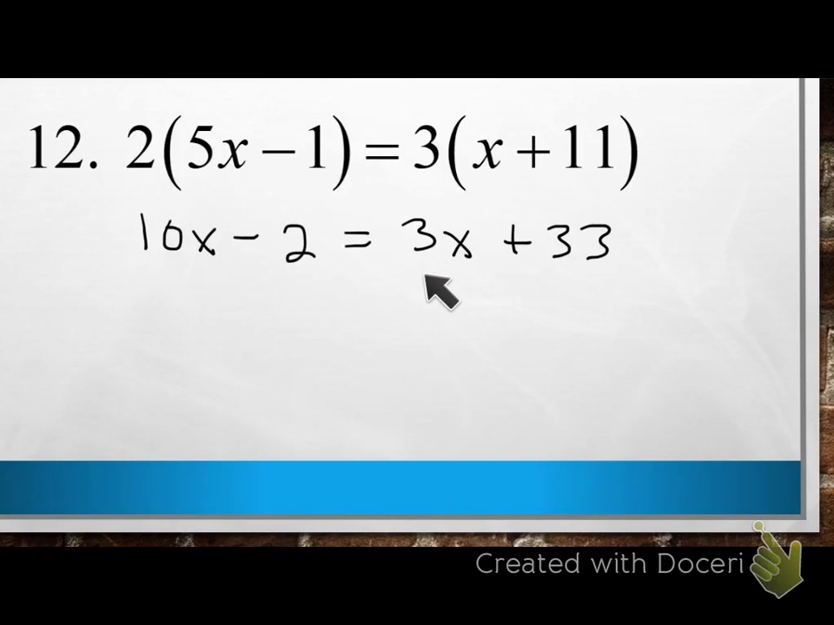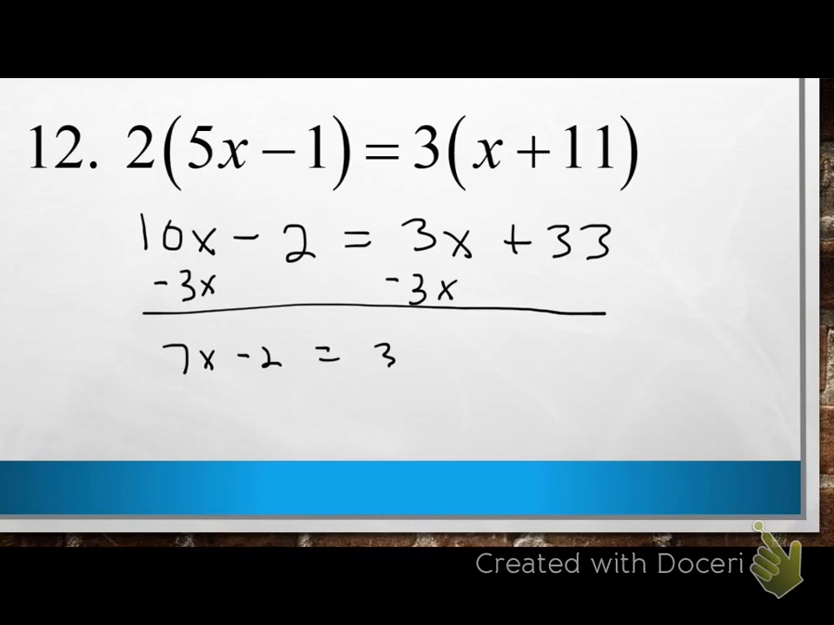Let's go with, who have I not talked to today? I've talked to you, Mr. Lee, 3 or 4 times. Daisy, I don't feel like you and I have had a conversation yet. So Daisy, here we go. I have X's on both sides. What should I do? You're right. Subtract what? 3x. Don't forget to say the x. Subtract 3x from both sides. Good. So now I have 7x minus 2 equals 33.